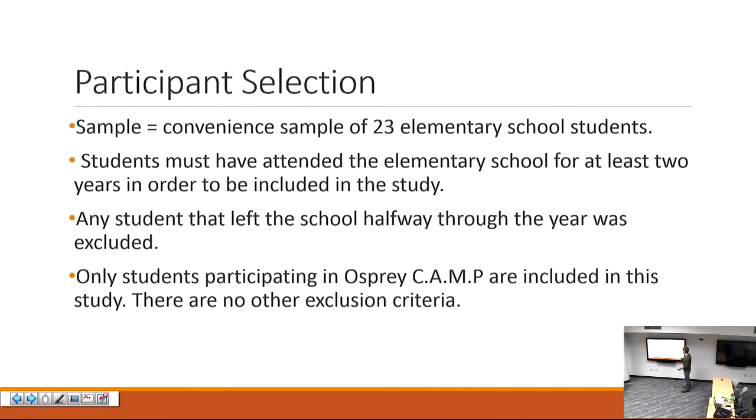So participation selection as a sample is a convenient sample, definitely a convenient sample of 23 elementary school students. Students must have attended the elementary school for at least 2 years in order to be included in the study. Any student that left the school halfway through the year was just excluded. Only students who participated in Osprey Camp are included in the study, and there's no other exclusion criteria.